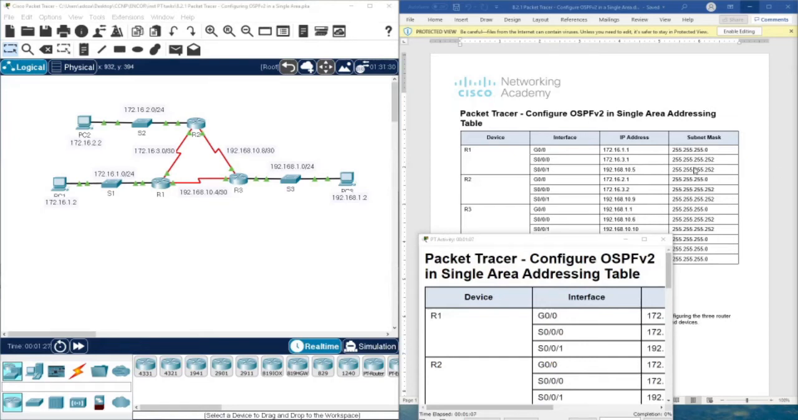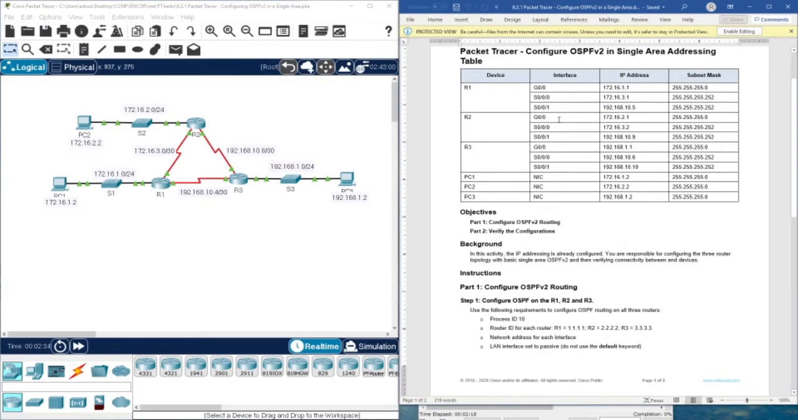Hello everyone, welcome to the Packet Tracer Activity 8.2.1 from the CCNP ENCOR course from Cisco. This activity is about configuring OSPF version 2 in a single area. So we have here the address table and objectives.